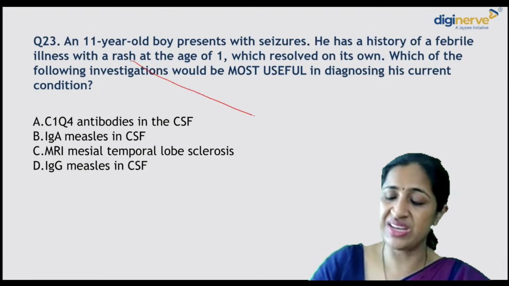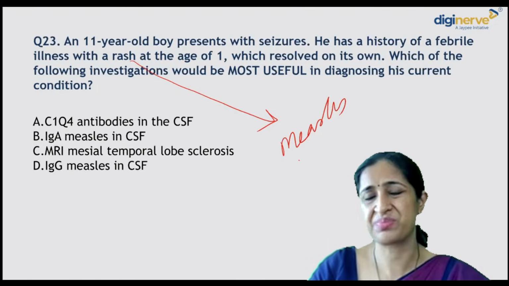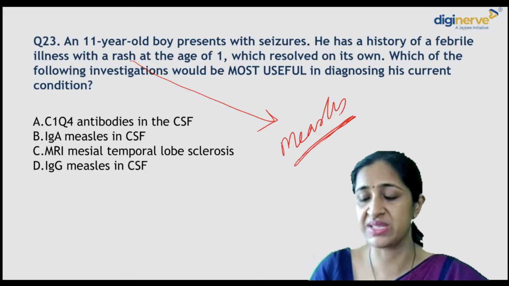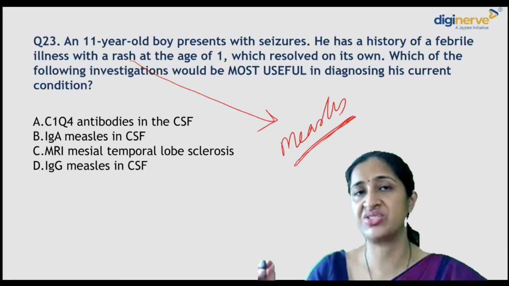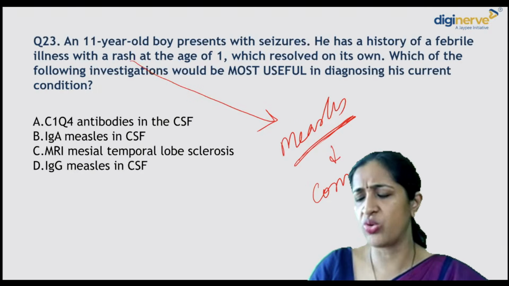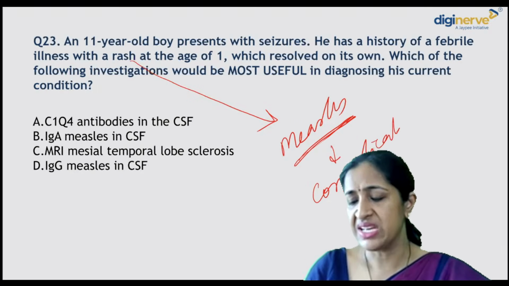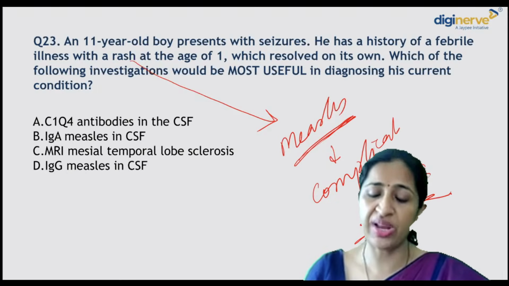Remember, in all this NEET and all, most febrile illnesses with rash are essentially measles, unless otherwise proved. So, this child seems to have had measles, and post measles at 11 years, he has seizure. So, what are you thinking this is? This is a chronic slow complication of measles, which is subacute sclerosing panencephalitis. How would you diagnose that?